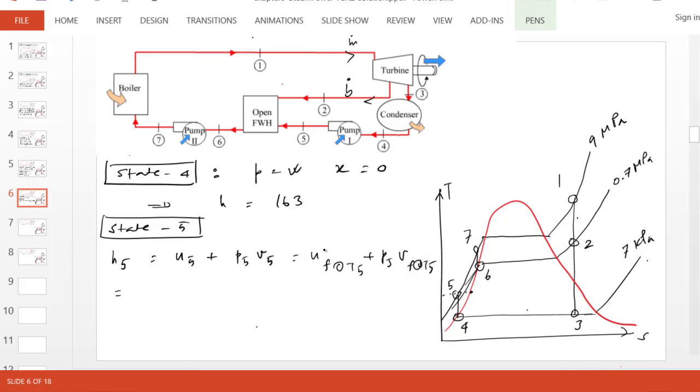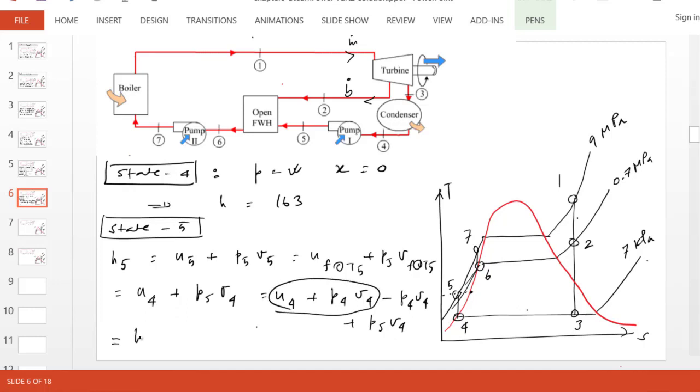So therefore this can be written as H5, which is the same as U5 plus P5 V5, which I can write as U4 plus P4 V4 minus... So I add and subtract a term, which produces U4 plus P4 V4, meaning H4, plus (P5 minus P4) times V4. So this is a simplified expression for H5.